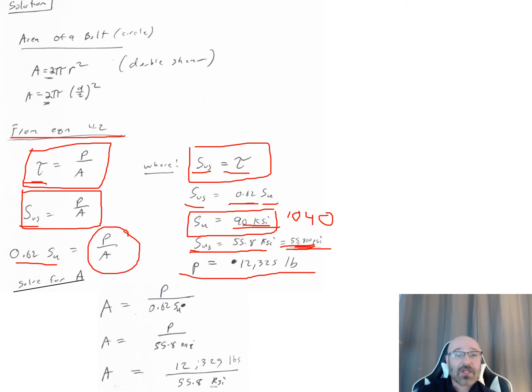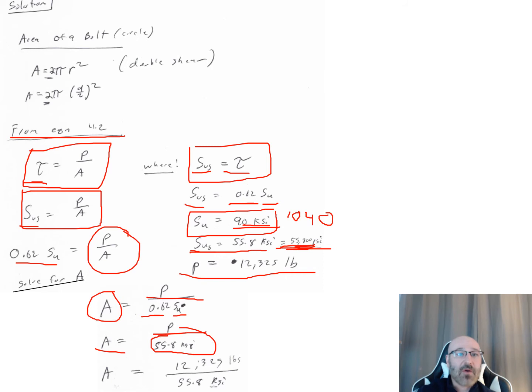Well, we can rearrange that and solve for our area, because we want to back out the diameter of the pin. So we want our area on its own, and then back out the diameter from that. And this is equal to P over that 0.62 SU, which we've already solved for up here. And we can say, okay, well, that's equal to, now plug that in right here, 55.8 KSI. So area is equal to load over that 55.8 KSI right there.